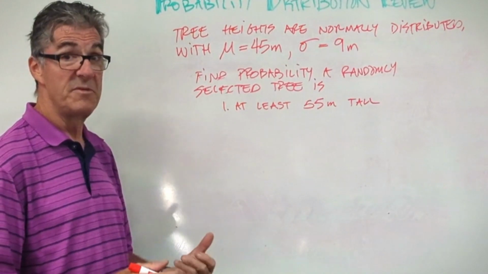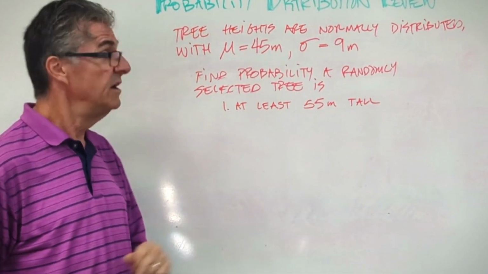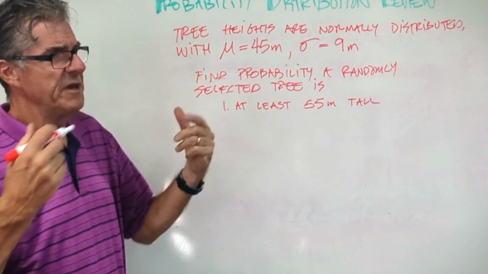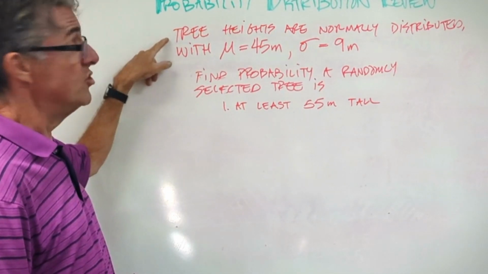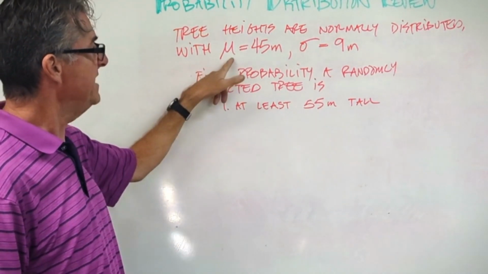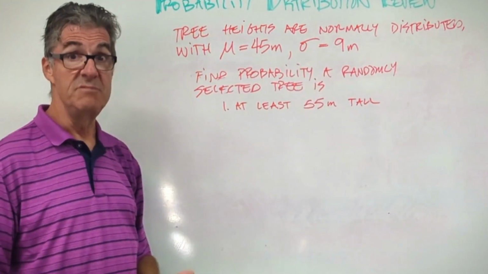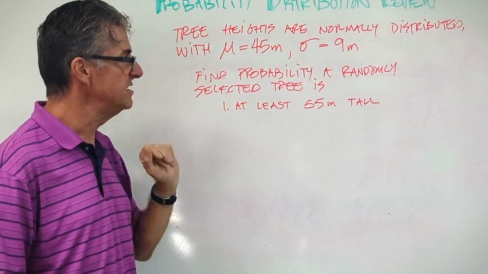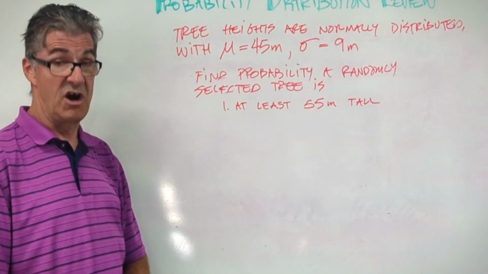All right, let's do a probability calculation word problem. This one's going to hit on lots of different points, so make sure you can follow it through to the end. So here's our situation. We have a forest that's got tall trees in it. The tree heights are normally distributed, so nice, that allows us to use our calculator, with a mean of 45 and a standard deviation of 9, heights in meters. So here's our prompt. Find the probability that a randomly selected tree is at least 55 meters tall.